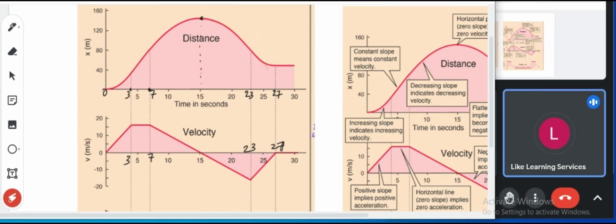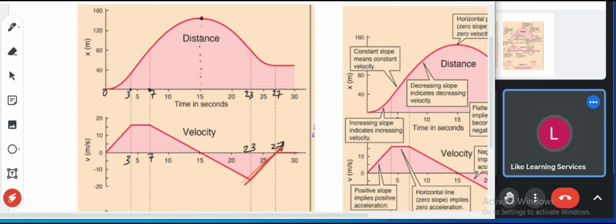15 to 23 is what? What did you say again? It is acceleration in the opposite direction. Can you see the way it is? Yeah. That's what I told you. Now, acceleration in the opposite direction will look like this.